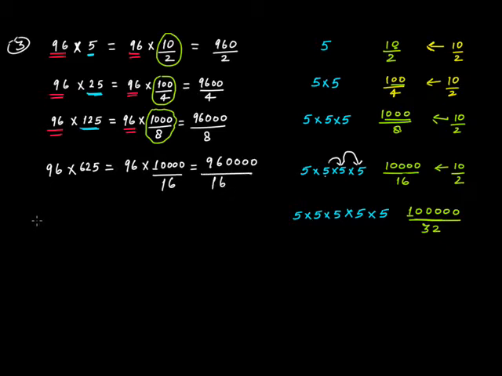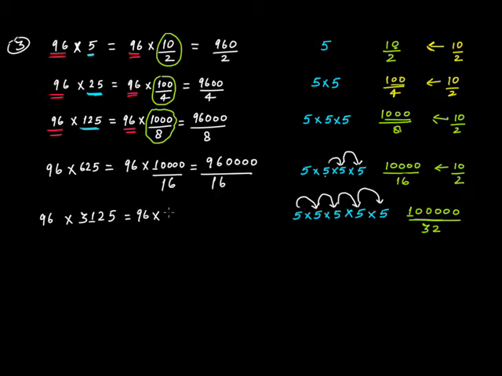What would be the next one? Next one would be 96 multiplied by, so here it is 5 multiplied, 5 times 5 is 25, 25 times 5 is 125, 125 times 5 is 625, and 625 times 5 would be 3125. And you could write it as 96 multiplied by how many zeros?